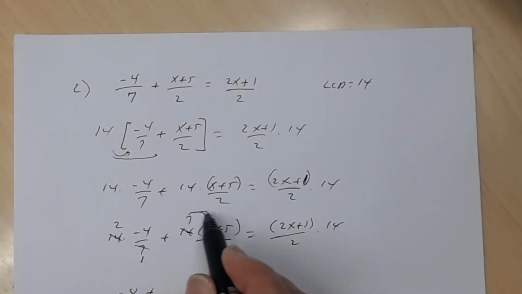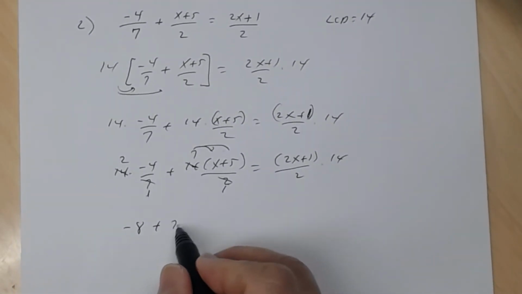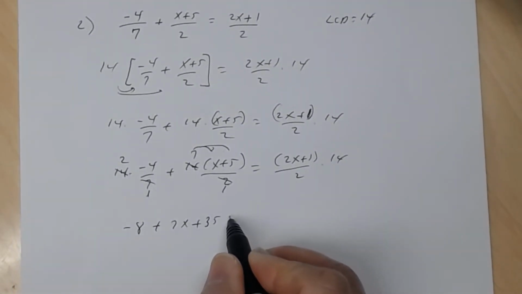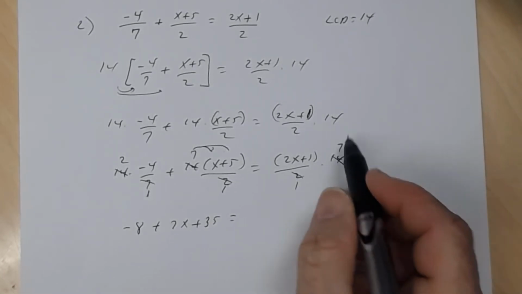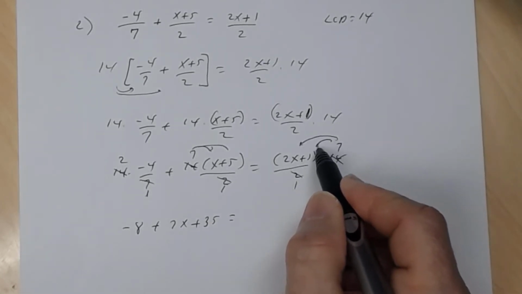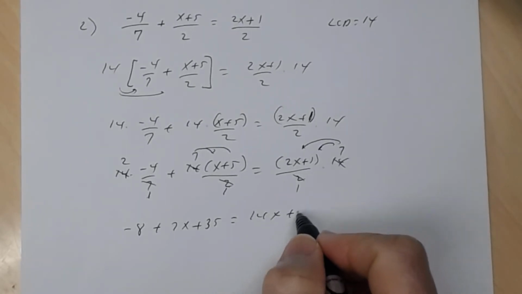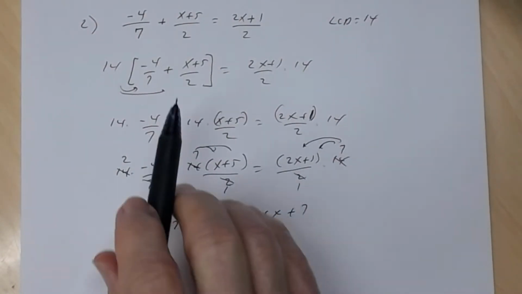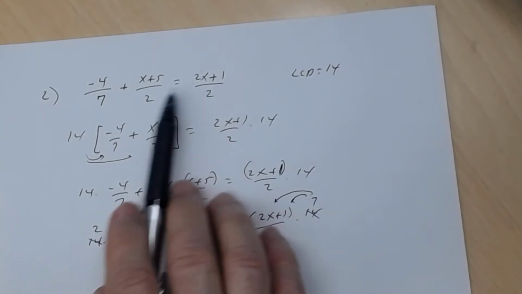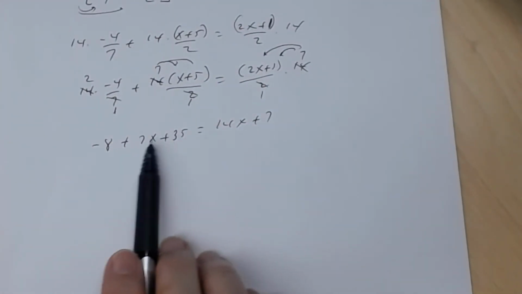You're going to distribute a positive 7 plus 7. So I get 7x plus 35 equals 2 into 2 is 1, 2 into 14 is 7, and then distribute the 7. So 2x times 7 is 14x, 1 times 7 is 7. So that's what I end up with. Notice now I went from a rational equation to a linear equation.